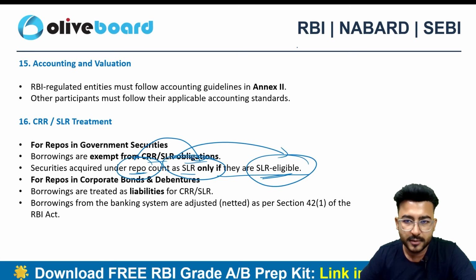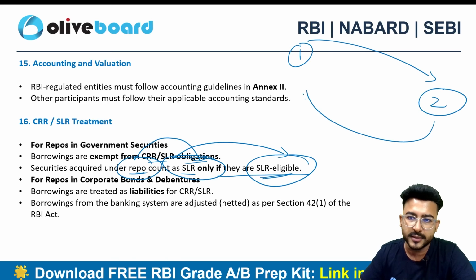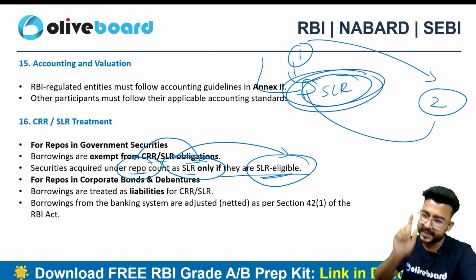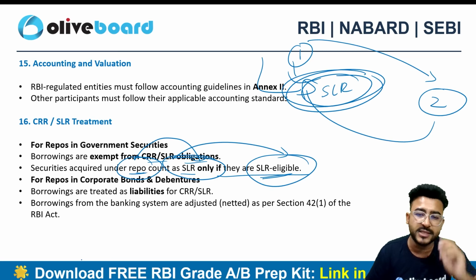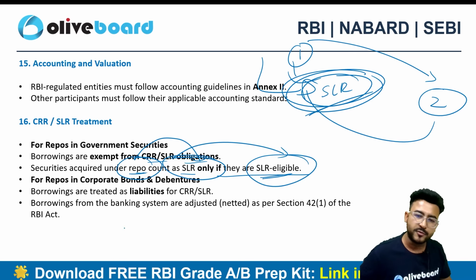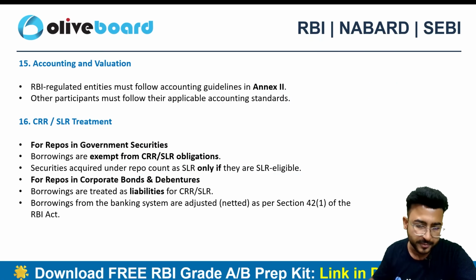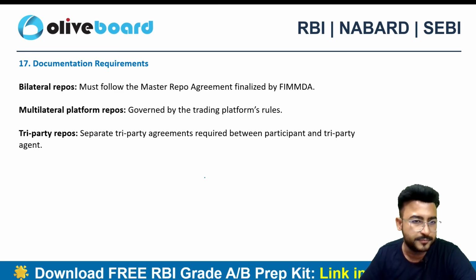For example, party A, which is the lender, is giving money to party 2. In return they are getting SLR approved securities. Will it be treated as SLR compliance for party 1? Yes, it will be treated as SLR compliance. Why? Because these are SLR approved securities, they come in the SLR list, that's why we can allow them, right?